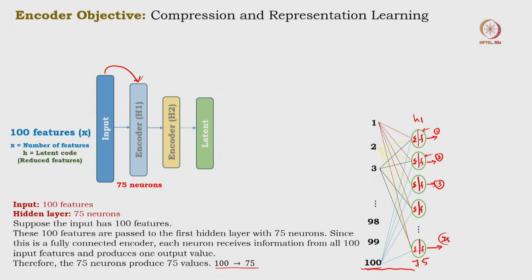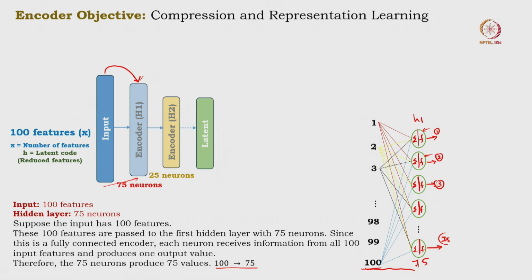You need to understand here, from 100 to 75, we have not deleted 25. The entire 100 is being passed to every neuron of the hidden layer. Therefore, we have now obtained 75. So that is what happens from this part to this part.